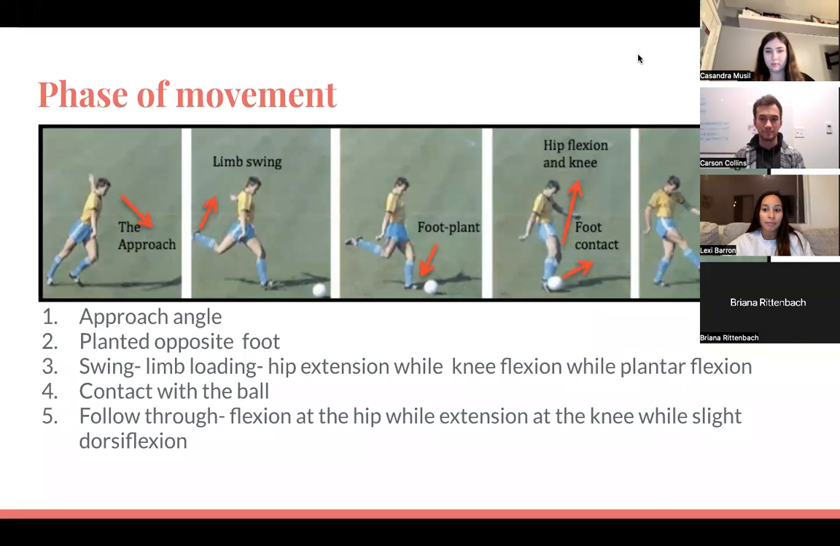Okay, phases of movement. The first phase is the approach angle. The second phase is plantation of the opposite foot. The next phase is swing, which is the limb loading. This involves hip extension while the knee is in flexion, with plantar flexion. Next is contact with the ball, and then follow through. And this involves flexion at the hip while extension at the knee, with slight dorsiflexion.